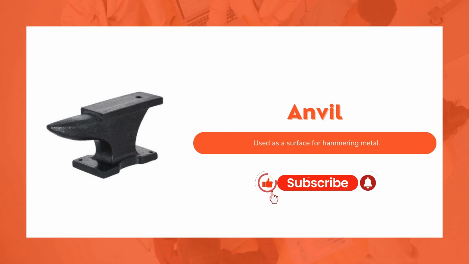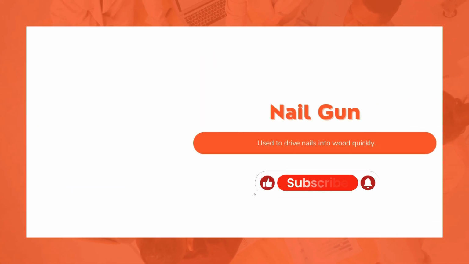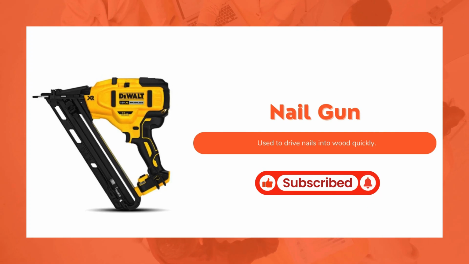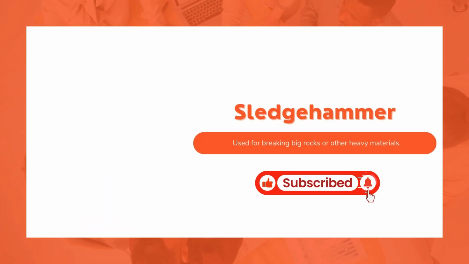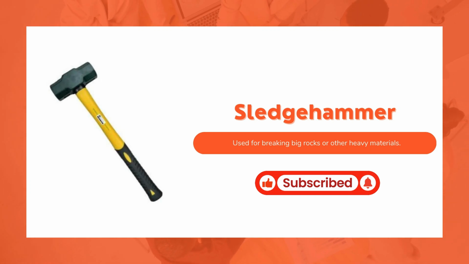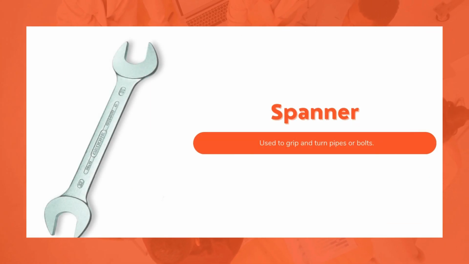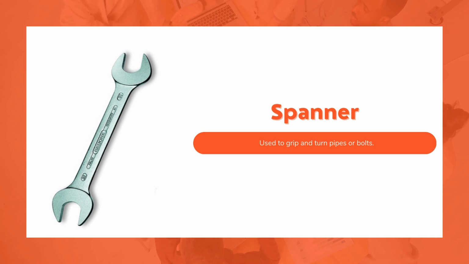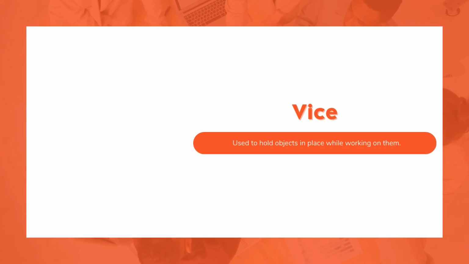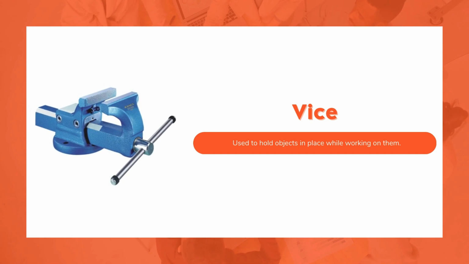Anvil used as a surface for hammering metal. Nail gun used to drive nails into wood quickly. Sledgehammer used for breaking big rocks or other heavy materials. Spanner used to grip and turn pipes or bolts. Vise used to hold objects in place while working on them.